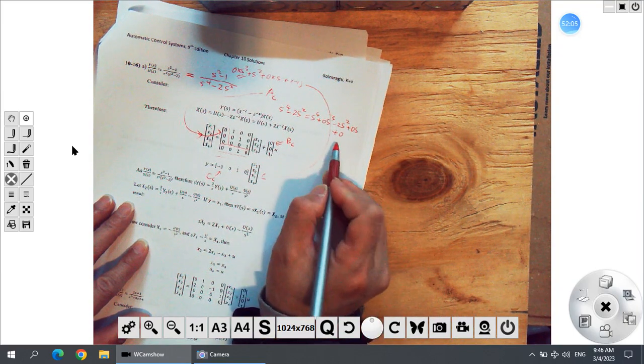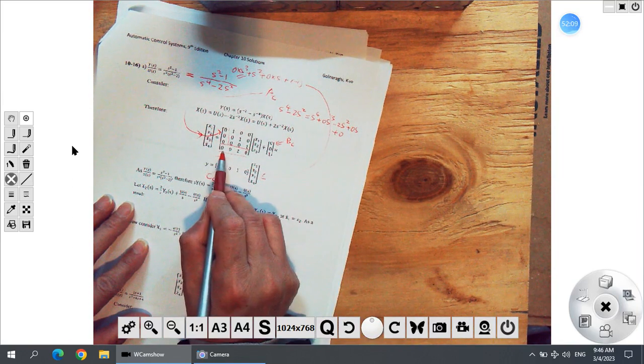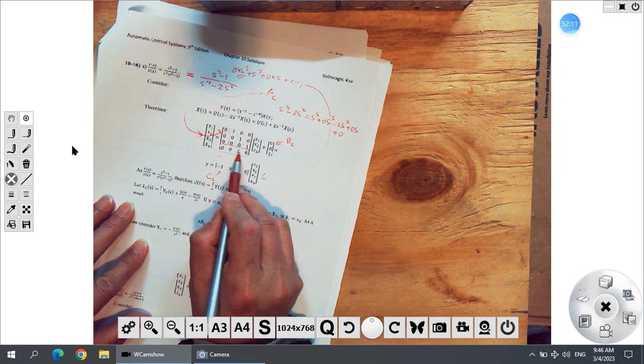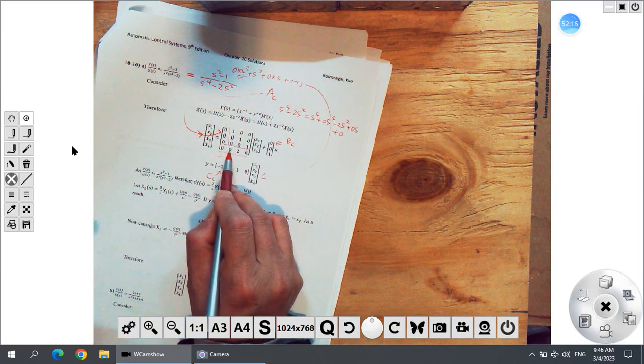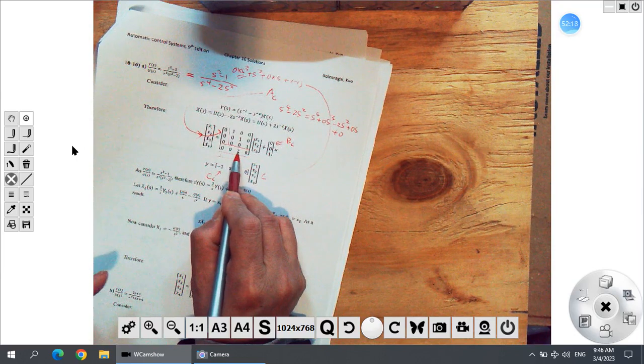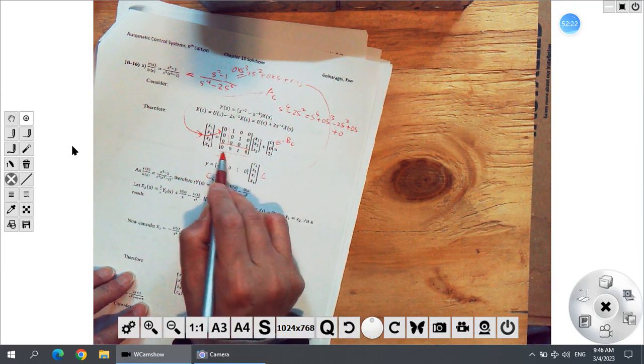Then the coefficients here will be 0, 0, negative 2, 0. But we need to change all the signs. 0 change sign, still 0. But -2, you change the sign, you get +2. Okay, so this is AC, right?